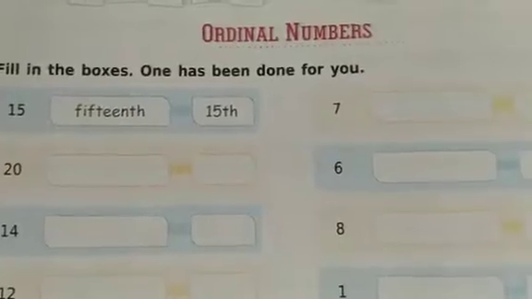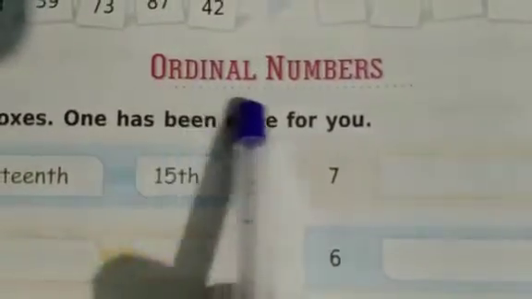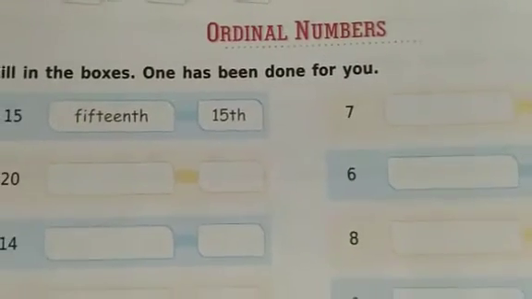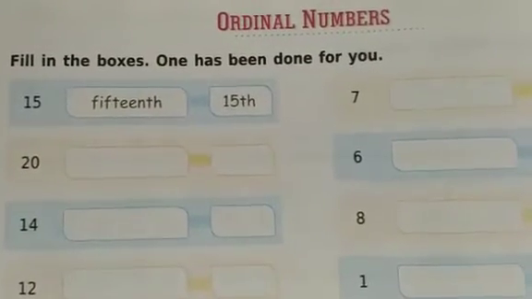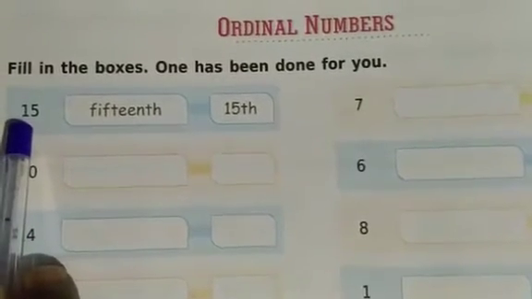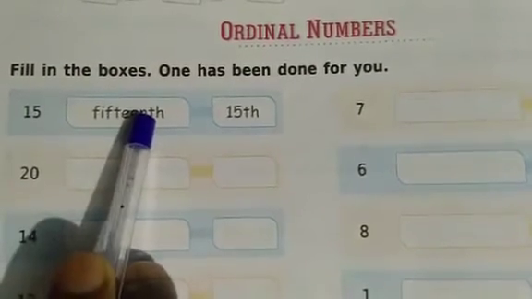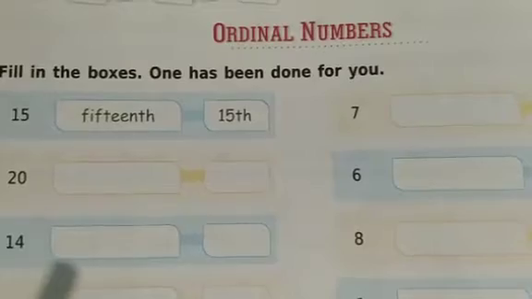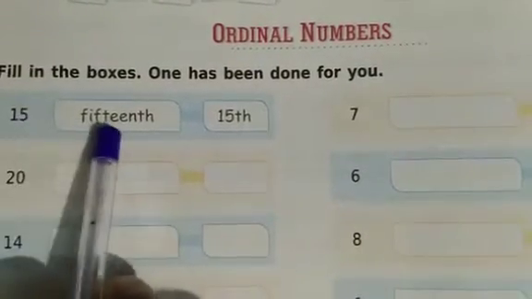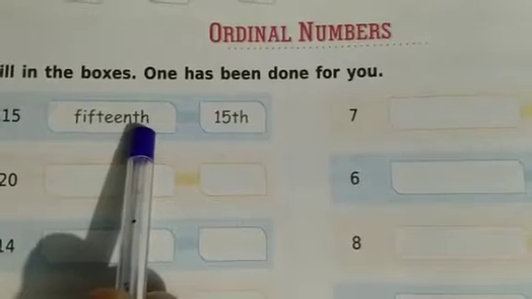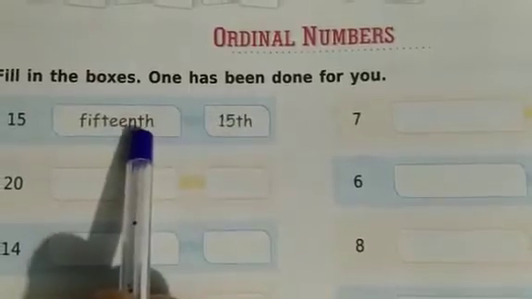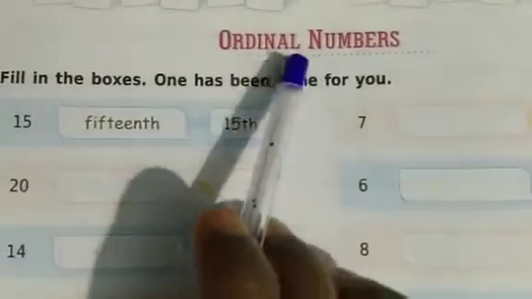Okay, now we will discuss the next topic, ordinal numbers. Ordinal numbers means when we are given a number, we write the number in words, but they have some common fact. When we write the number in words, in the last place we add th. As you can see here, 15th. That is th, it's its identity. Ordinal number, th, its identity.